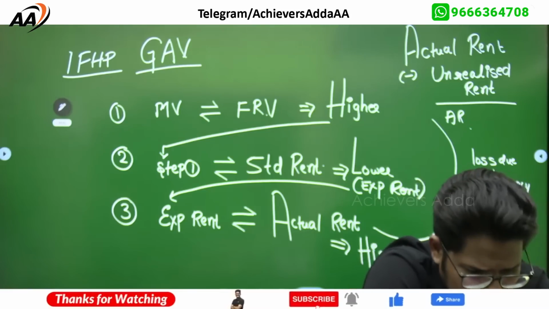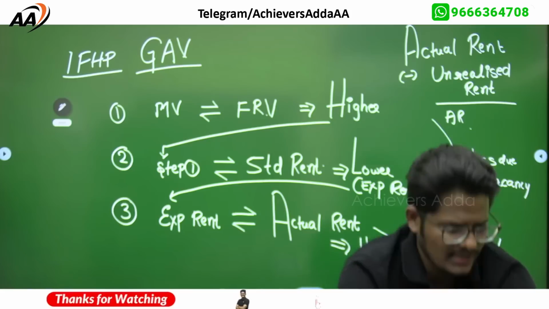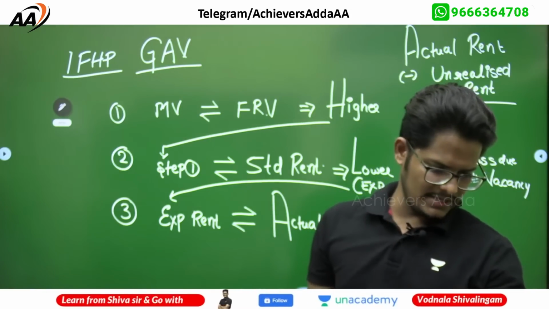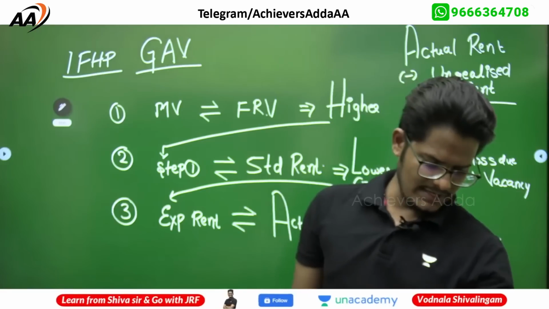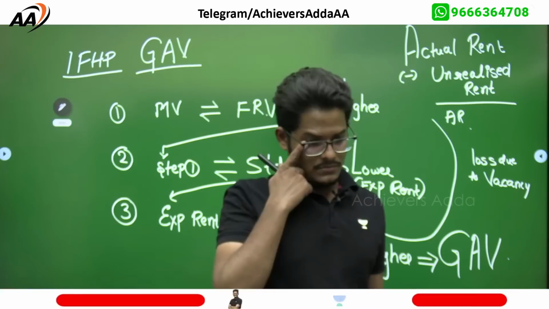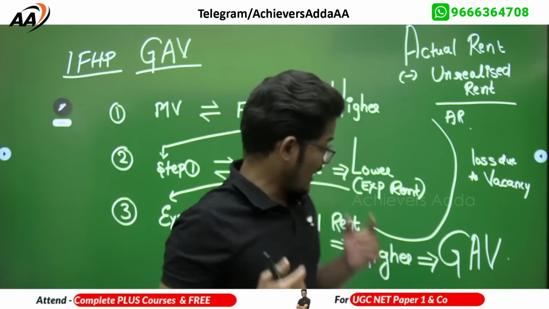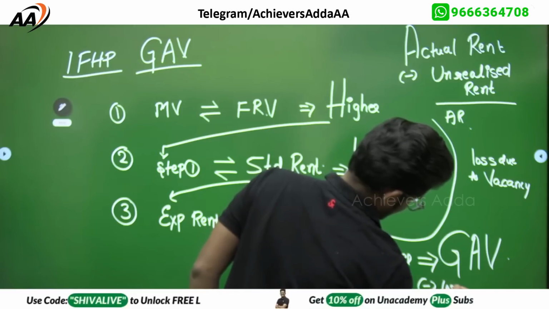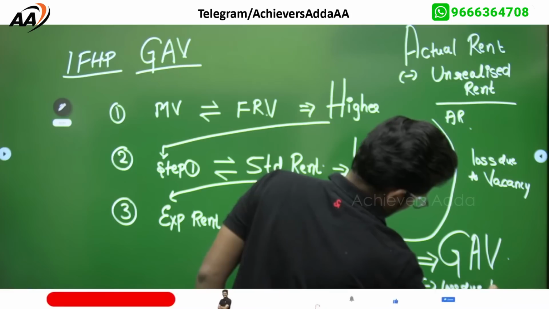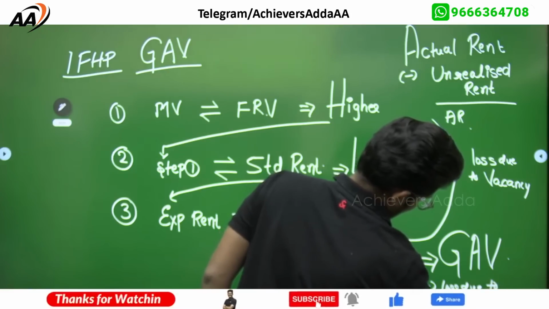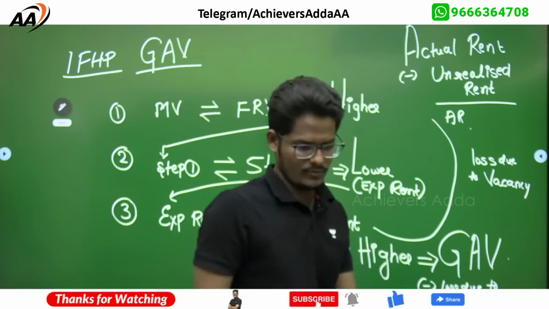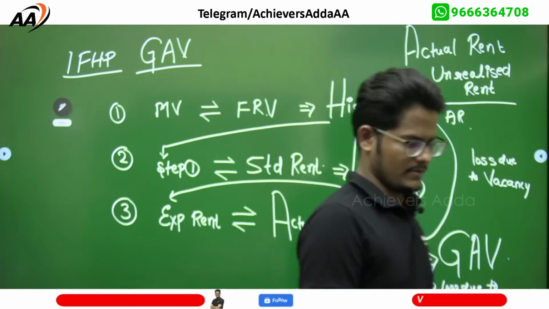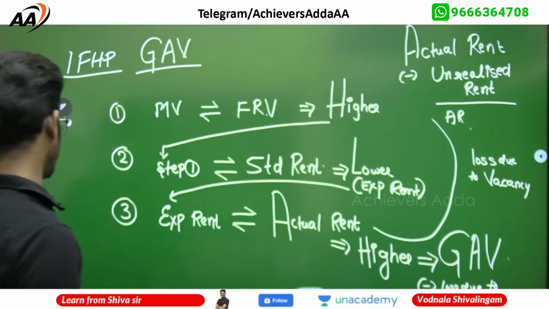Actual rent already includes unrealized rent. So that unrealized rent you are removing now. Now only realized rent is there. Then loss due to vacancy: you need to remove it from the GAV only. Usually from here only you will remove. From the GAV only it will be deducted. That's about it. Simple.